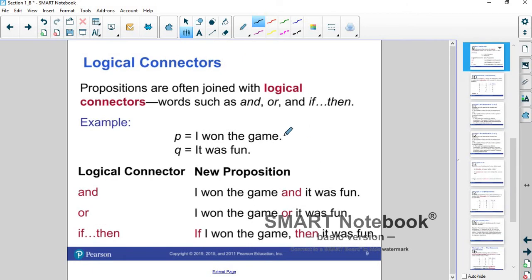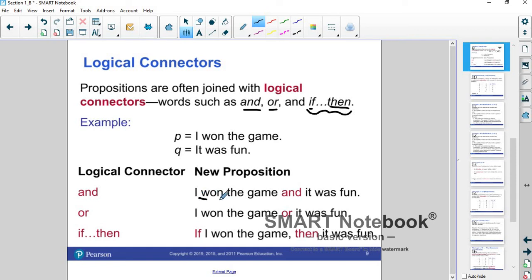All right, so a couple of other connecting words. And, or, and then if then. If then is considered one connective. It's called the conditional. We'll talk about it towards the end today. But we have to think of both of these words as one connective. They go together. Okay? So, and. I won the game, and it was fun. Or. I won the game, or it was fun. And then if then would be if I won the game, then it was fun.